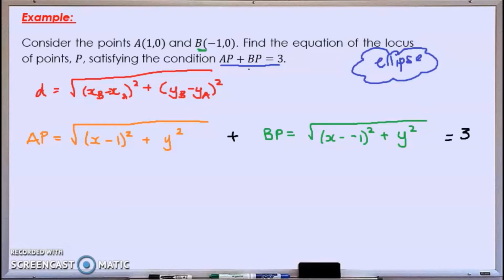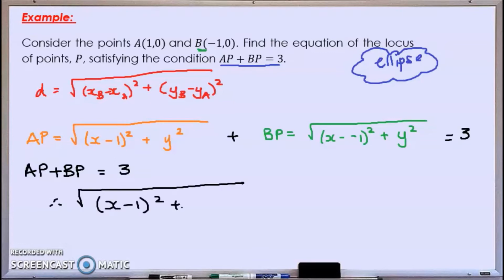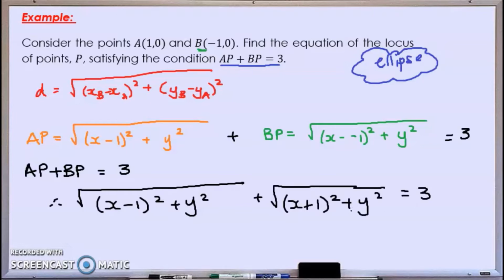So let's write my condition down here. This AP plus BP, which equals my square root here and my square root here. So therefore, the square root of X minus 1 squared plus Y squared, plus the square root of X plus 1 squared plus Y squared, keep that under the radical there, equals 3. Now I need to use some algebra to get to my ellipse style equation so that I know what the equation of this locus is.